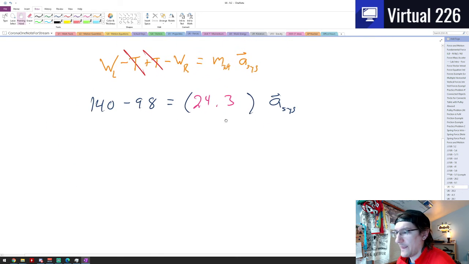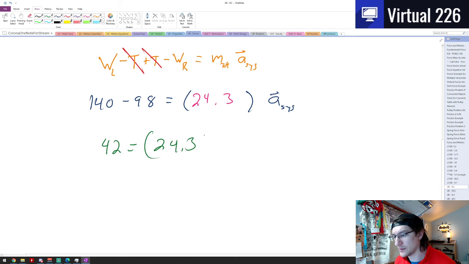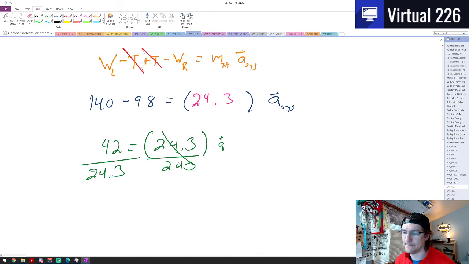24.3 kilograms. And if I want to solve for the acceleration here, I just need to work out this math, which is pretty straightforward. 140 minus 98 is going to give me 42. That's going to equal 24.3 times the acceleration. And then when I divide by the 24.3 on each side, I find my acceleration, which 42 divided by 24.3 is 1.73 meters per second squared.